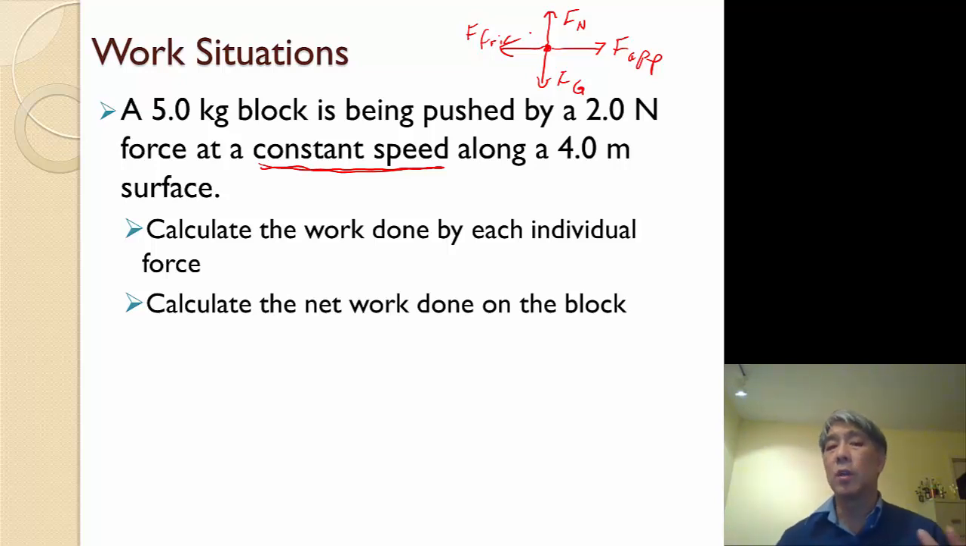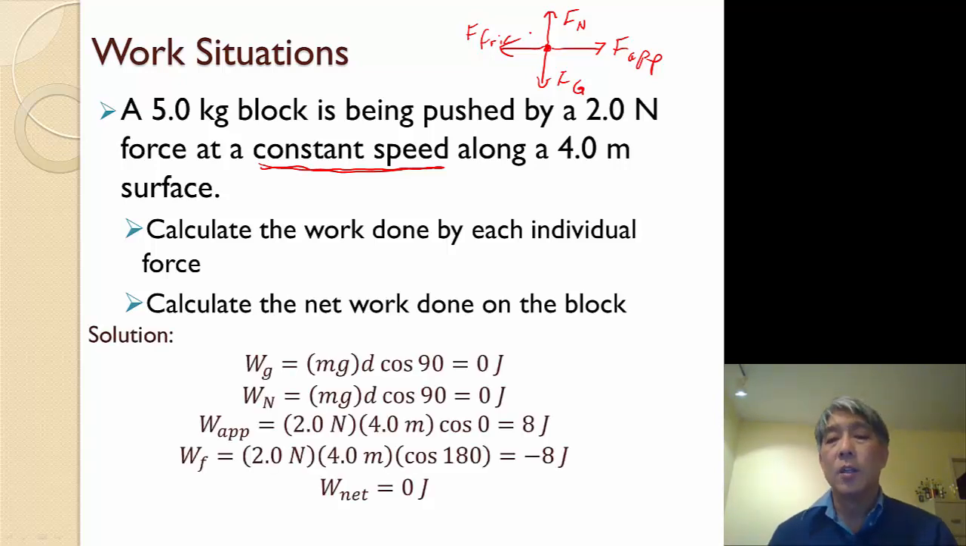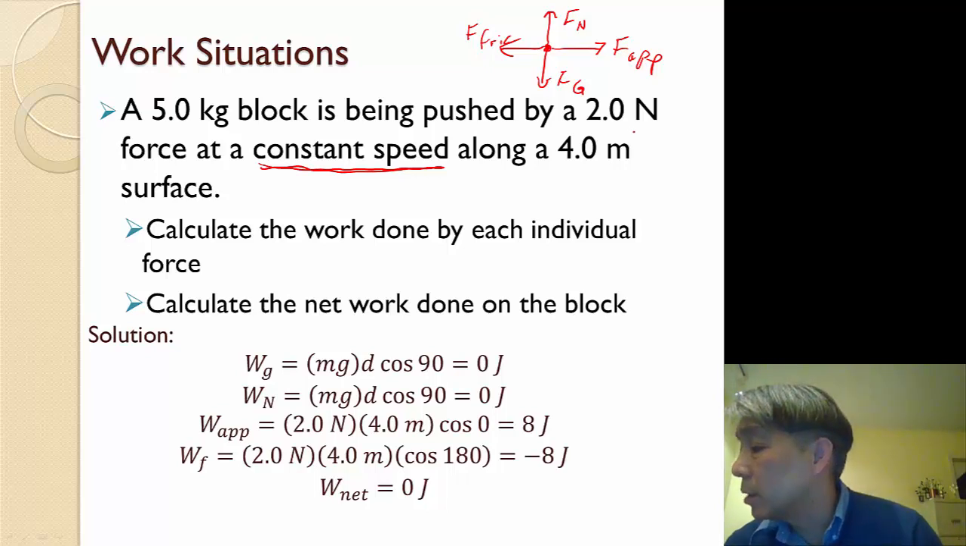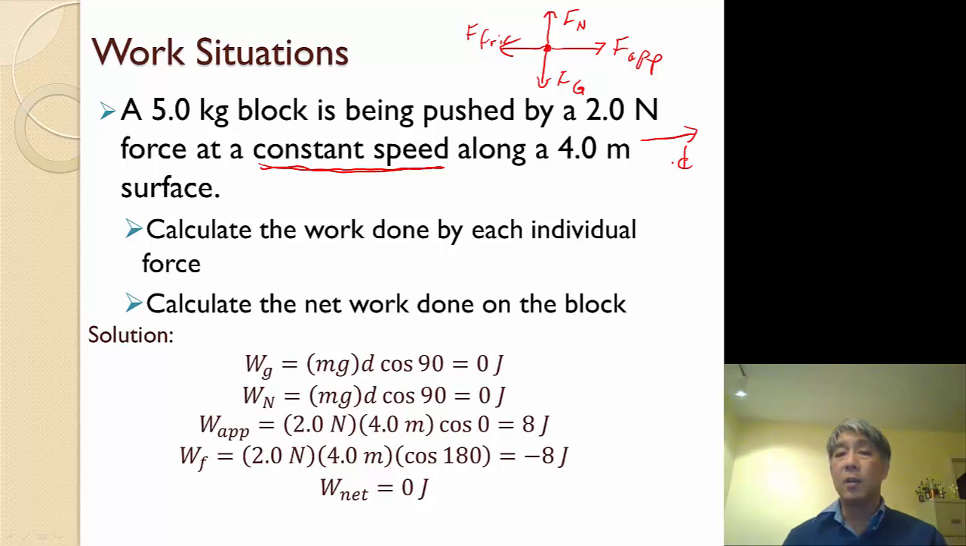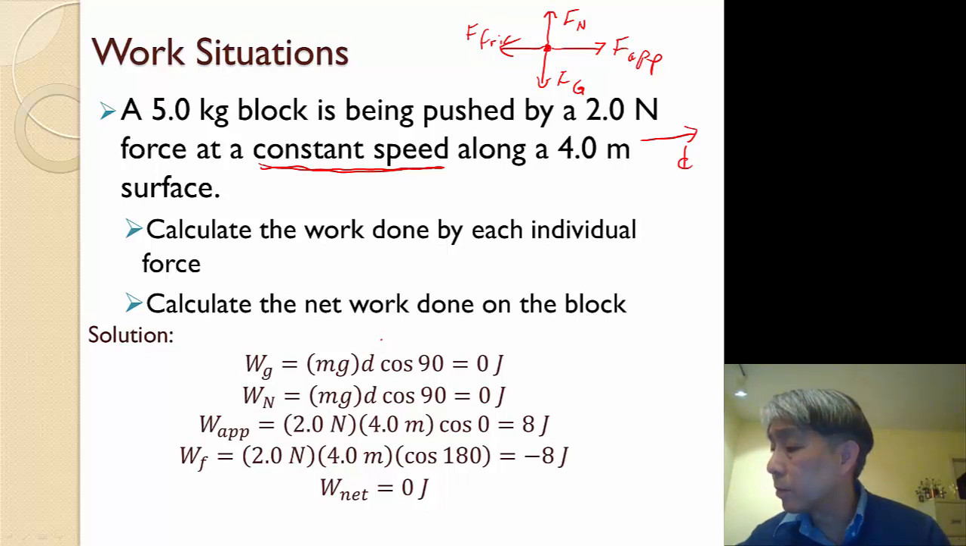So let's calculate the work done by each individual force and the net work done on the block. The force of gravity, that's just m times g, that's its magnitude. Displacement in this case is 4 meters, and the angle is 90 degrees, because my displacement is in this direction and the angle between them is 90. So gravity does no work in this case because cosine of 90 is 0.